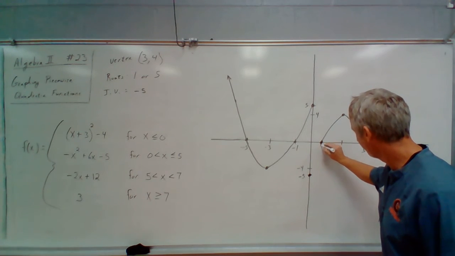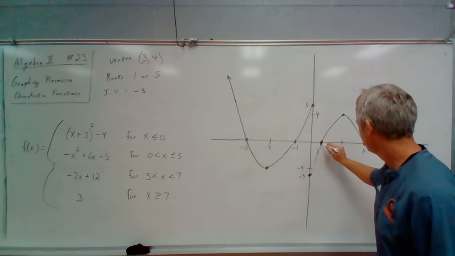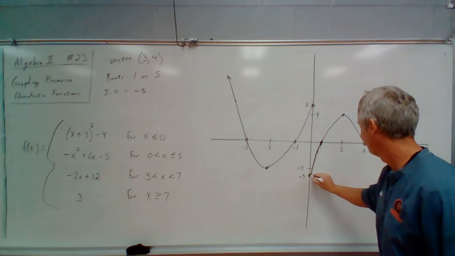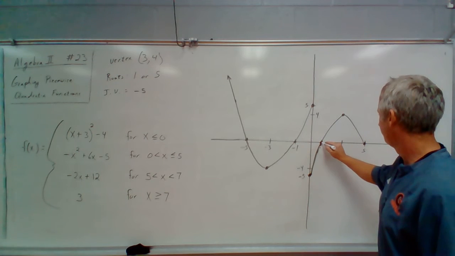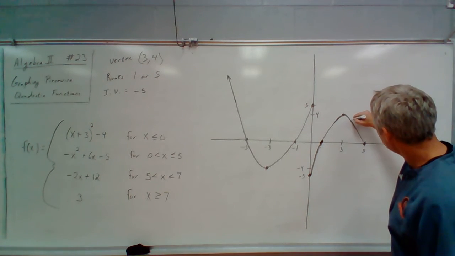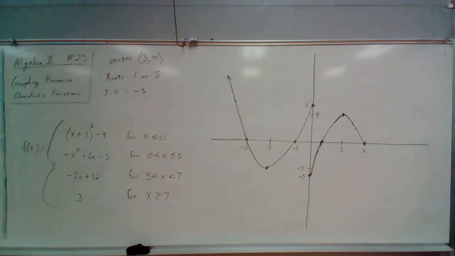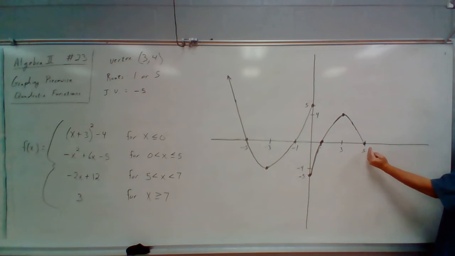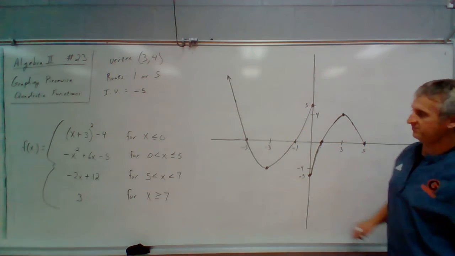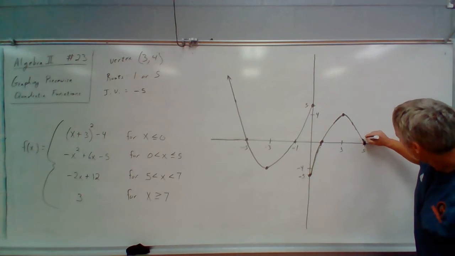Here. Oh man, that's an ugly parabola. Try that again. It's not the prettiest parabola in the world, but we get the idea. All right. Notice we can't go past 5 because it has to stop at 5 when x equals 5. Okay, so it stops there.